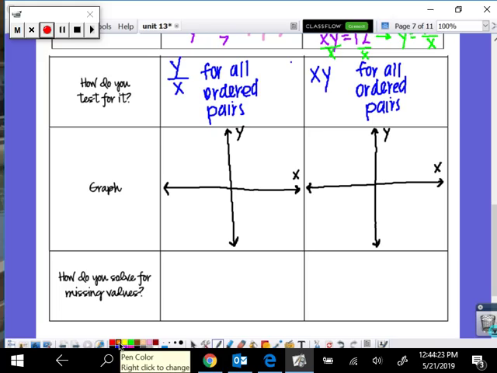So I think a lot of us will remember this. For direct variation, remember your line must go through the point 0, 0, and you're going to have a linear graph. Okay, so it must go through the origin. And it must be a line.